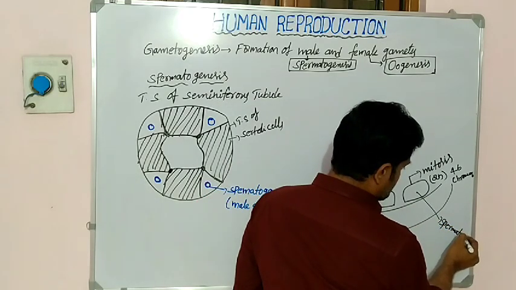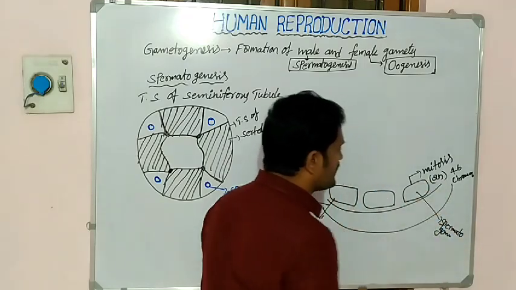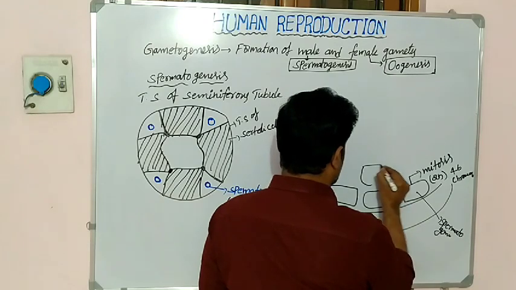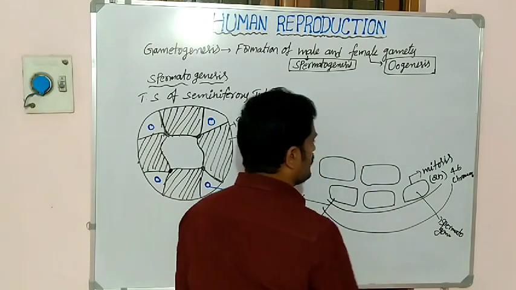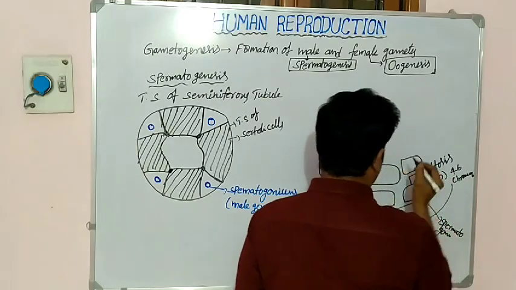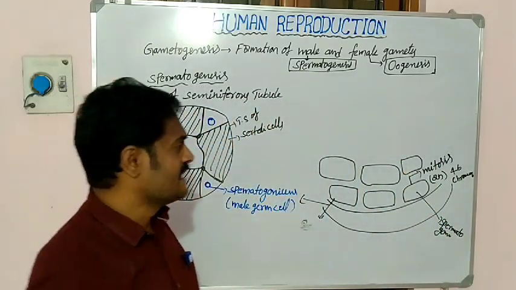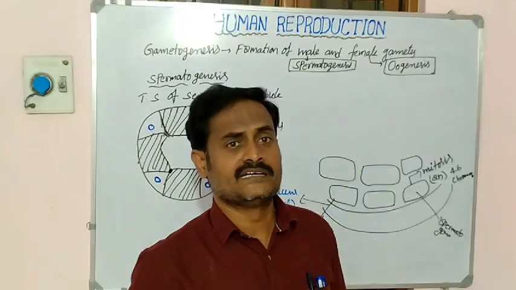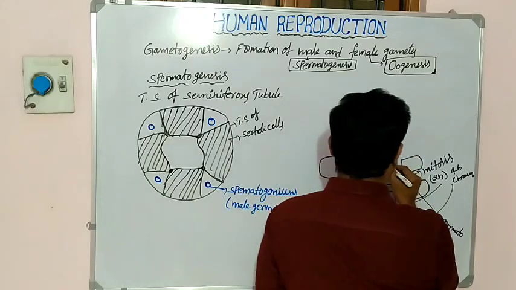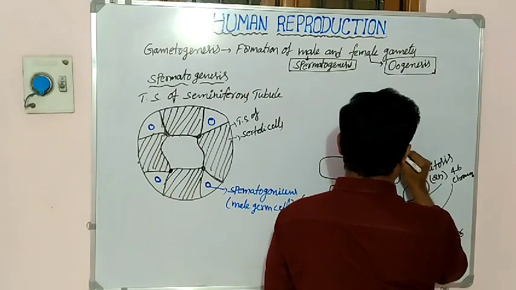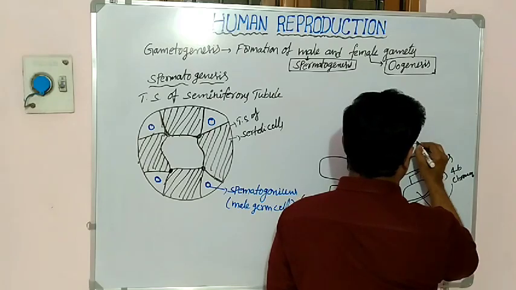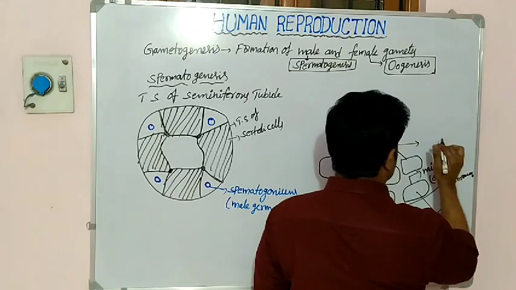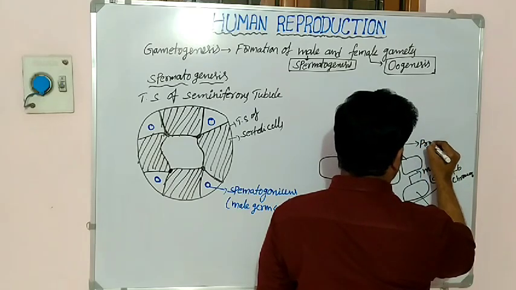The 46-chromosome spermatogonium participates in mitosis. All spermatogonium cells participate in mitosis here. Then what will happen? The spermatogonium converts into the primary spermatocytes. See, these two cells are produced from the mitosis. These two cells are called primary spermatocytes.